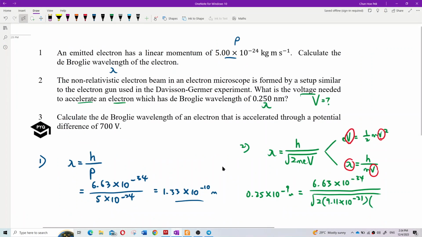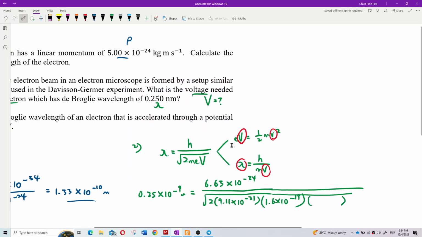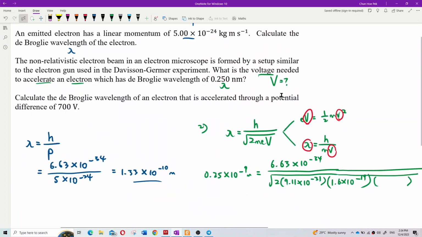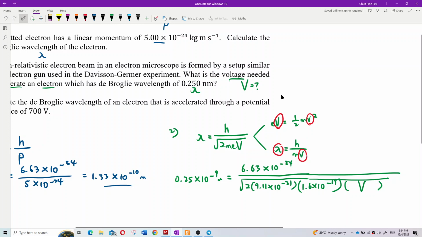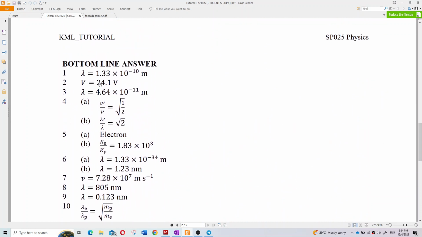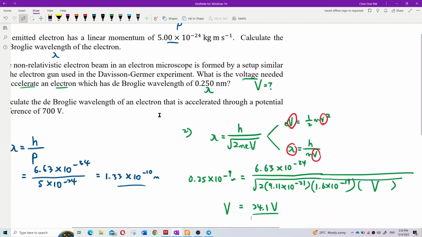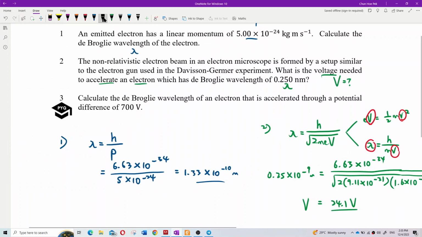And then the electron charge is 1.6 × 10^-19. Then I want to find the voltage, isn't it? So at last, what answer do I get for the voltage? I will get 24.1 volt. You calculate and see, you will get 24.1 volt. That's the voltage. Next, question 3.